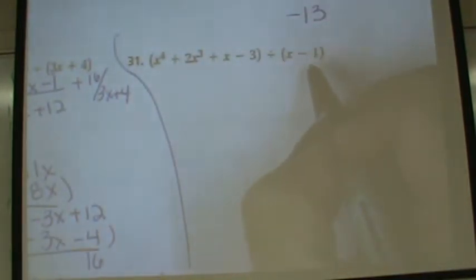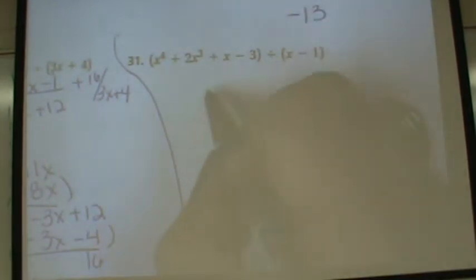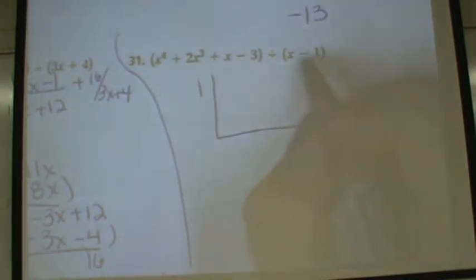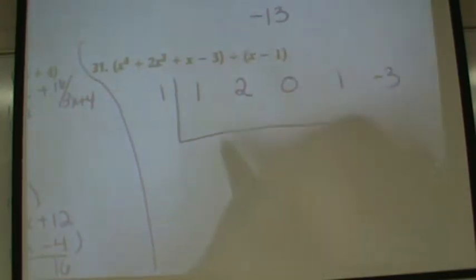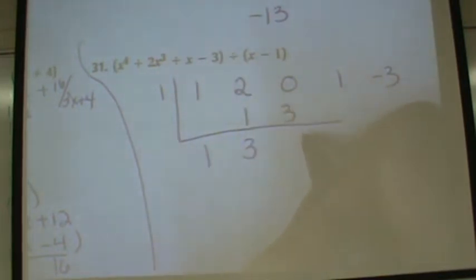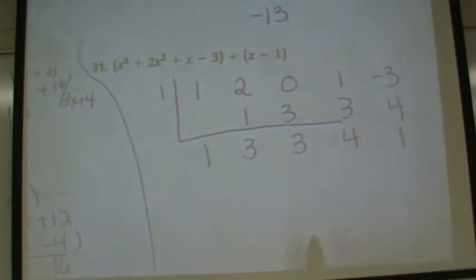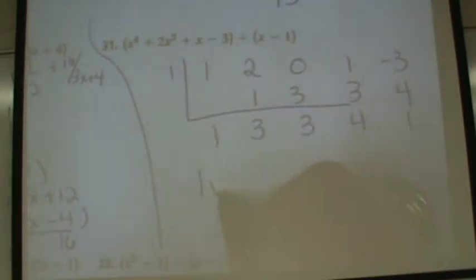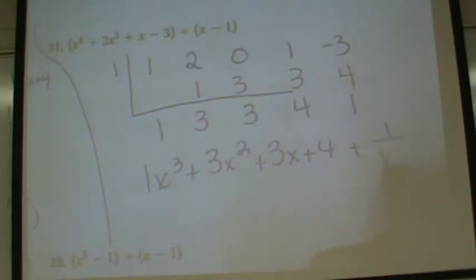Number 31, we can perform synthetic division because we have a degree of 1 and a leading coefficient of 1. You take the opposite, which is 1, and you're going to put a 1, a 2, a 0 for x squared, a 1, and a negative 3. Bring down the 1. 1 times 1 is 1. Add, multiply, add, multiply, add, multiply, and you get a 1 remainder. So this answer would be 1x to the third plus 3x squared plus 3x plus 4 with a remainder of 1 over x minus 1.